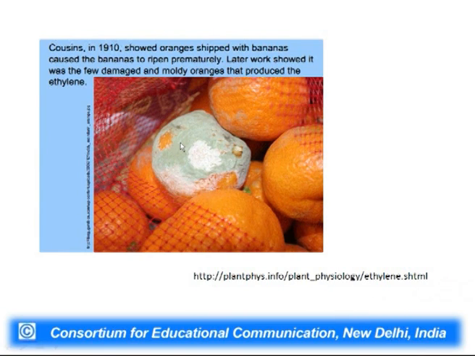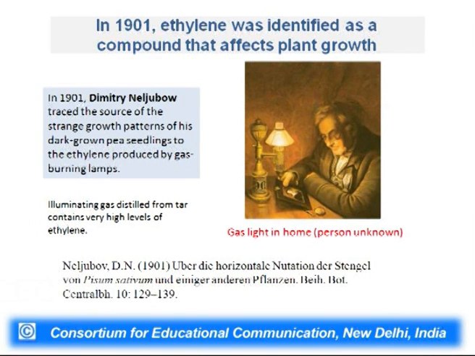when there is fungal infection, then it is even more. So, these fungal infected oranges released much more ethylene, which enhanced ripening of the banana, which was shipped together. But anyway, at that time it was not known that it was ethylene. So, this is something quite interesting.